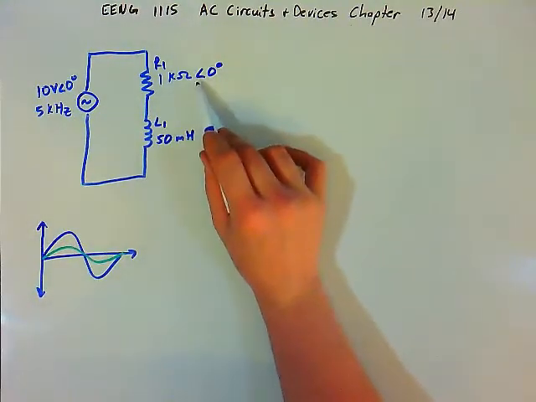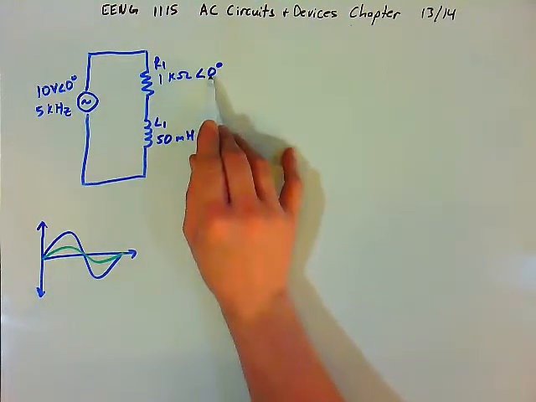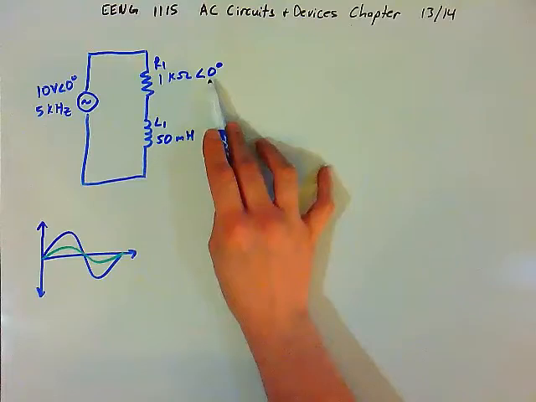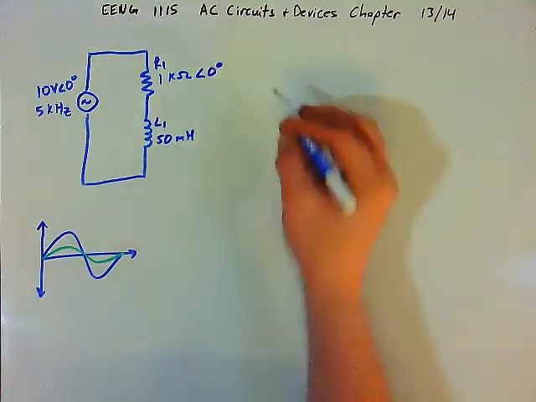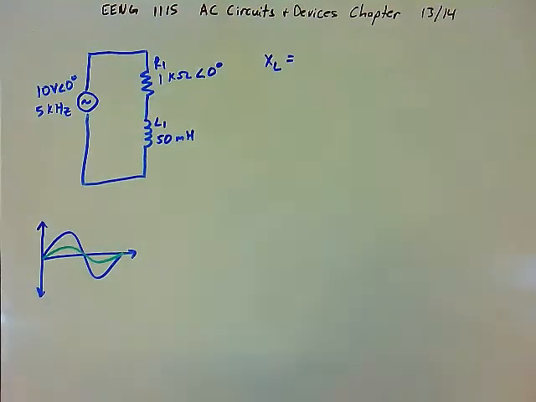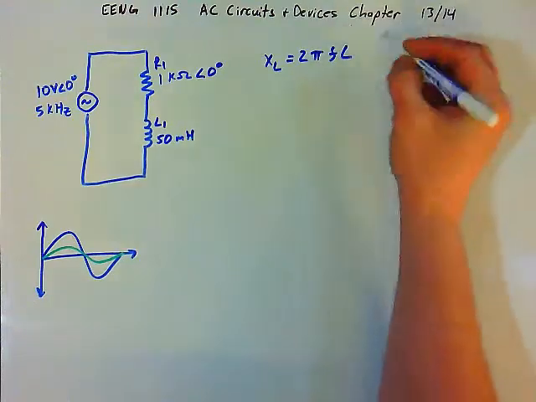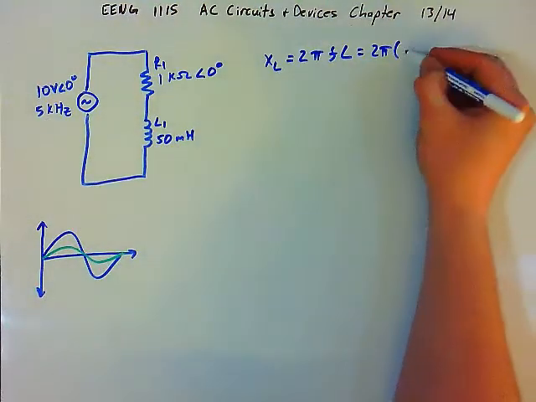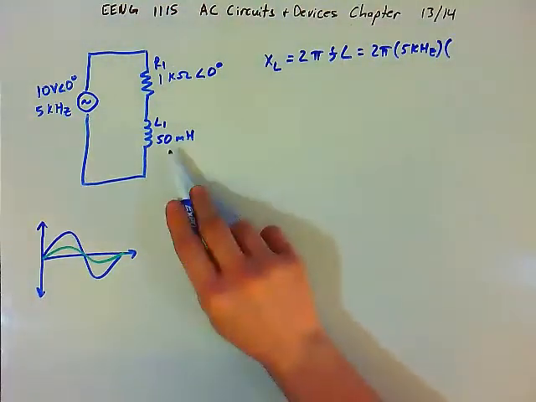The resistance does not offer resistance to change in current. It does not cause the current to be out of phase with the voltage. So the resistance will always be at 0 degrees just like the voltage. But X sub L, on the other hand, as we saw before, will be at positive 90 degrees. Again, the formula for X sub L is 2 times pi times F times L. So we'll have 2 times pi times the frequency of this circuit, which is 5 kilohertz, times the inductance, which is 50 millihenries.